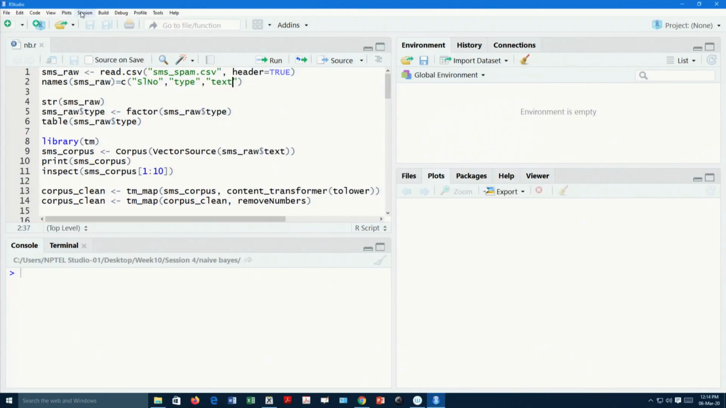We are in week 10 session 5 and I will discuss how to use R programming to apply the naive-Bayes algorithm on a data set. The data set is given to you, it is the SMS spam data. So, we will first set the working directory and then I will read the data.